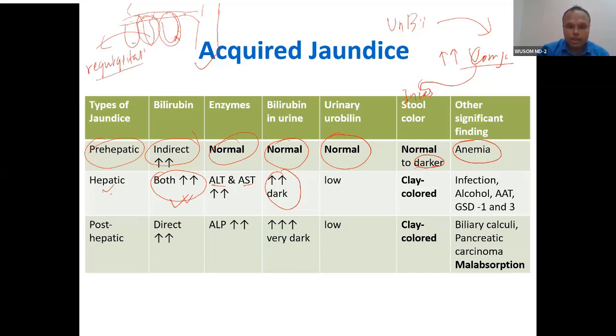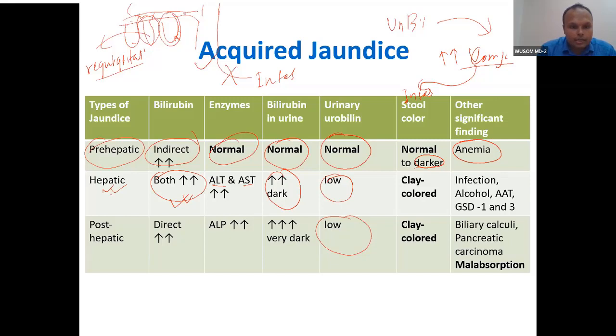Regurgitation of bilirubin you will see in hepatic jaundice also, and in post-hepatic it is obvious. So in hepatic jaundice, bilirubin is regurgitated. So urine will be dark, but because bilirubin is not reaching the intestine, the stool will have low color. Here also, because bilirubin is not reaching the intestine, low color. So both cases have low color.